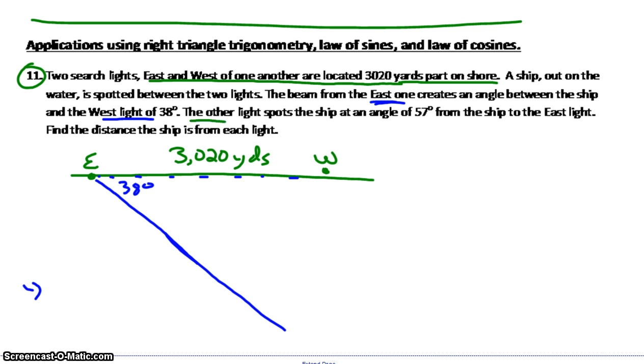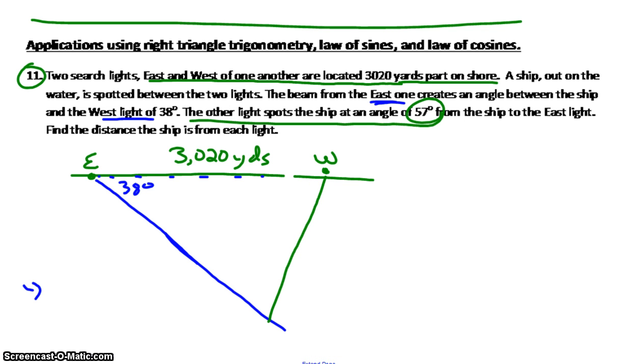Then what it says is the other light, that must be the west side, spots the ship at an angle of 57 degrees from the ship to the east light. So roughly a 57 degree angle. Now again, I'm just approximating and writing these down as a sketch. It's 57. And so I will find my ship in the crosshairs of those 2 lights.